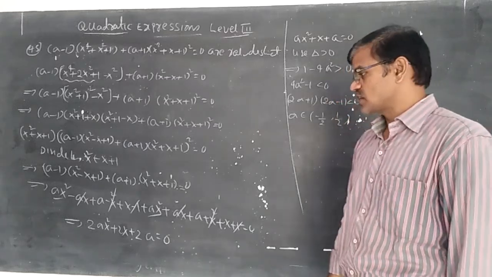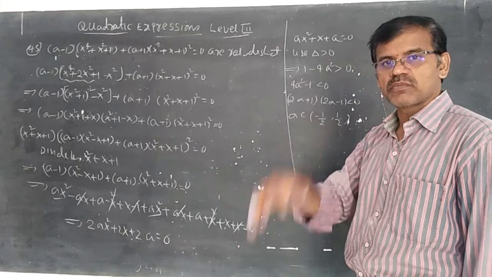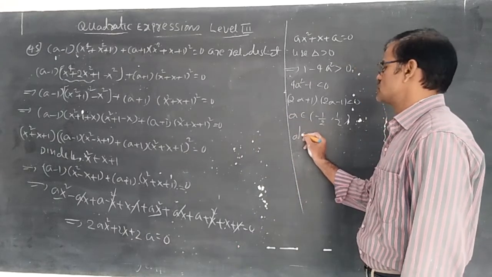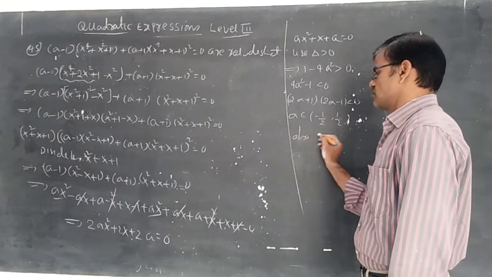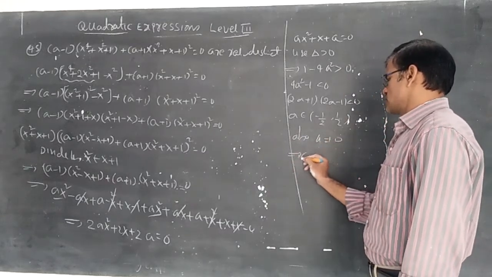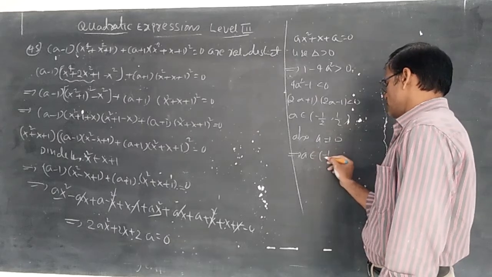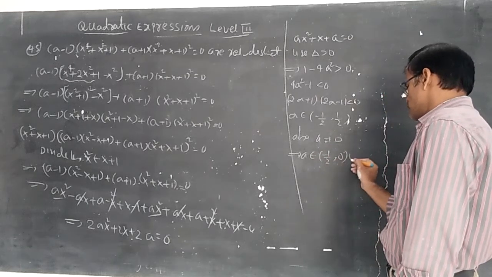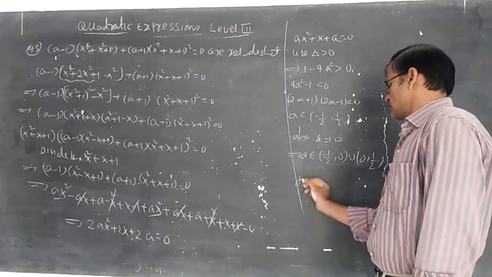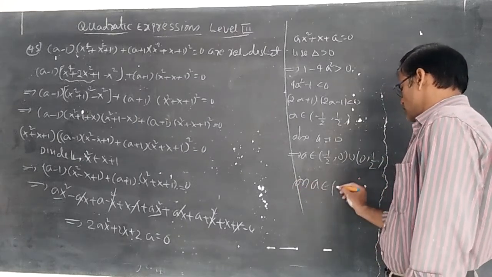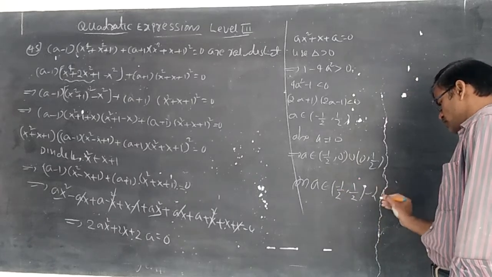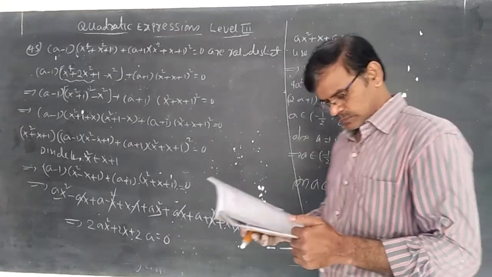And another thing is there: a should not be equal to 0. Whenever a is 0, there is no quadratic equation. So a not equal to 0. That implies a belongs to (minus 1 by 2, 0) union (0, 1 by 2), or a belongs to the open interval minus 1 by 2 comma 1 by 2 minus the set 0.